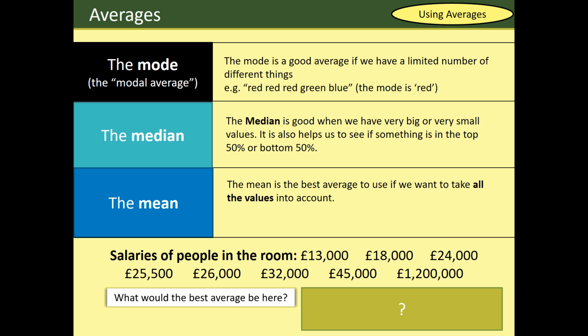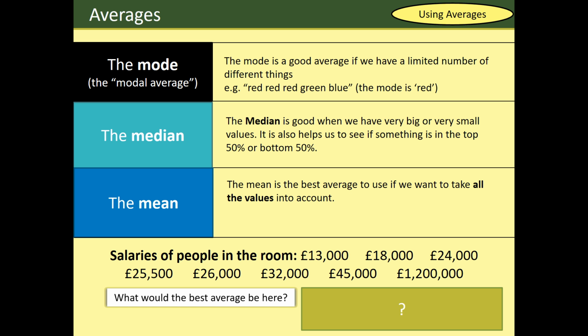So here we've got salaries of people in the room. 13,000, 18,000, 24,000, 25,500, 26,000, 32,000, 45,000, and 1,200,000. Well, if we look at the different types of average, all of those values are different. There's lots of different values. It's not a limited number of different things. So the mode isn't going to be useful here. The median will help us to see what's in the middle. So that could actually be quite useful.